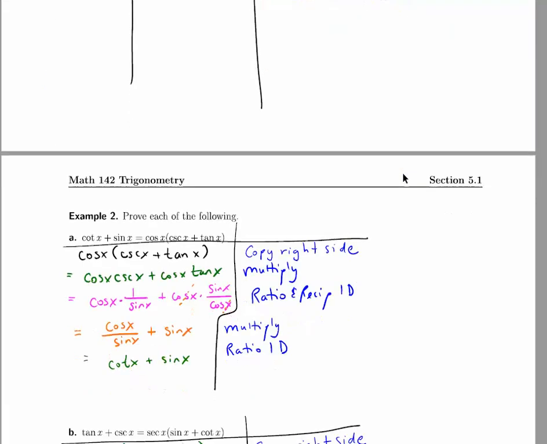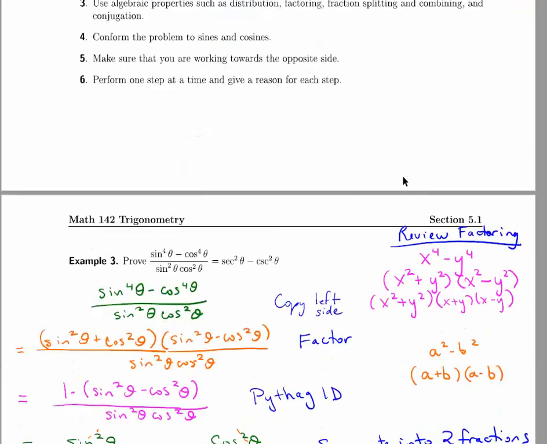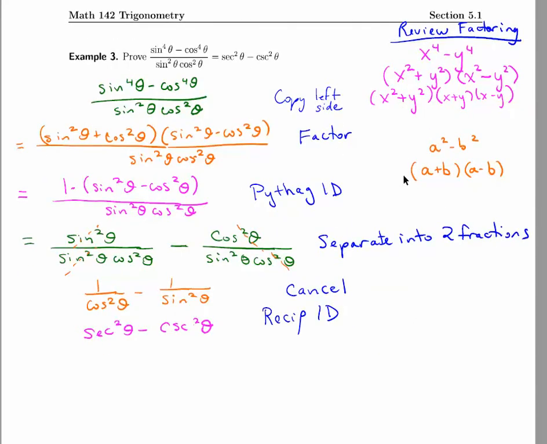Let's scroll to example 3. Here's an example where all the skills you've reviewed on the factoring worksheets are going to come in handy because sine to the fourth theta minus cosine to the fourth theta is a difference of squares. So factoring is going to be part of your proof. And when you factor this difference of squares, one of the factors is sine squared theta plus cosine squared theta, which equals 1. But then what?